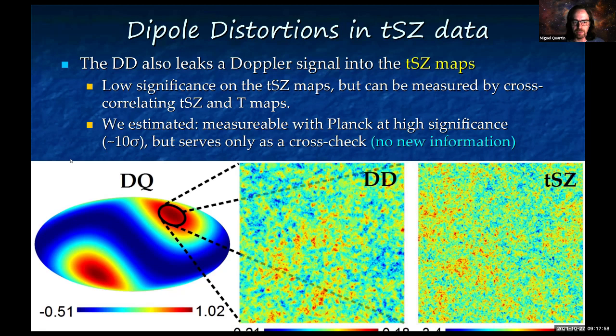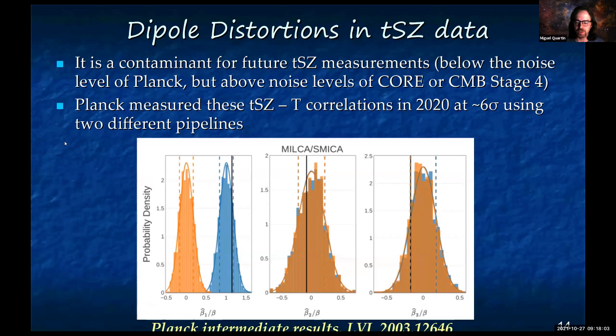So you can really build a pipeline to detect this. And actually the Planck collaboration did this last year. They detected this at around 6 sigma, using two different pipelines. One is a harmonics-based pipeline, as it suggests. Another one is a map-based pipeline. They agreed to good precision. And it's a 6 sigma cross-check that you're doing things correctly in the CMB, okay?